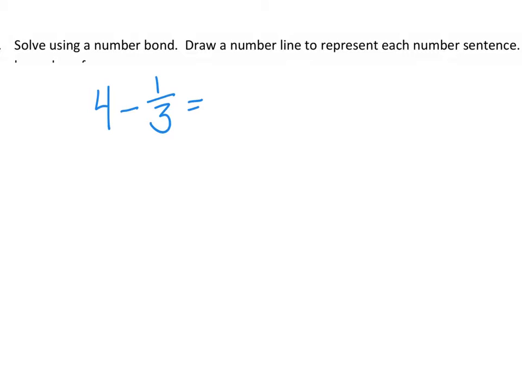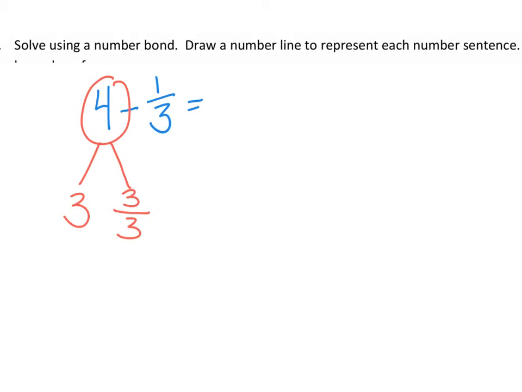Okay, so 4 take away 1/3. What we have to do is first create a number bond, and we need to break up that 4. So let's take this 4 and split it up. We're going to take a whole, which is going to leave us with 3. We have that other whole, which is going to be 3/3, because 3/3 plus 3 is 4.